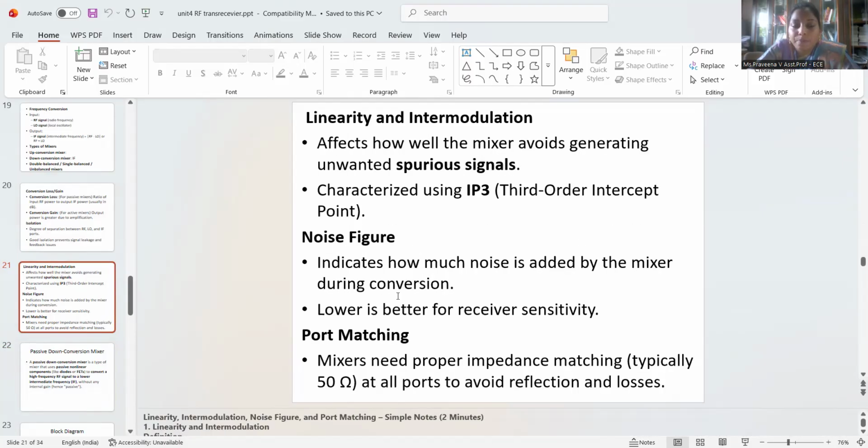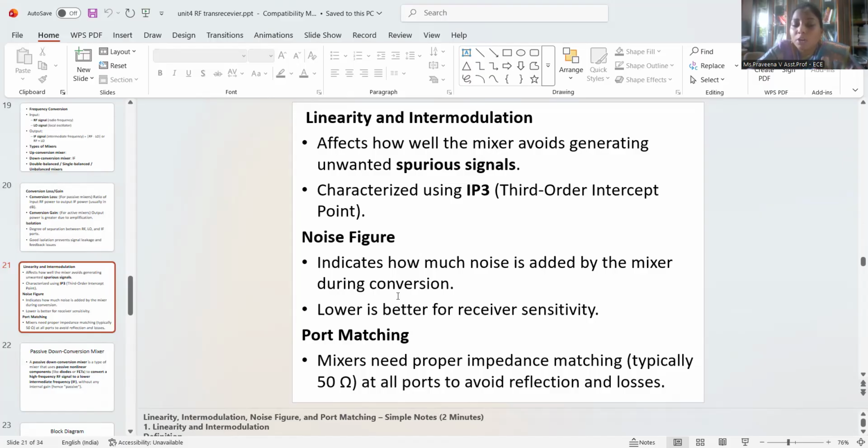And linearity and intermodulation. Linearity is the ability of a mixer to produce a desired output frequency without creating an unwanted signal. That is the concept of linearity. And what is meant by intermodulation? Intermodulation is nothing but when a strong signal enters into the mixer, some additional frequencies will be added.